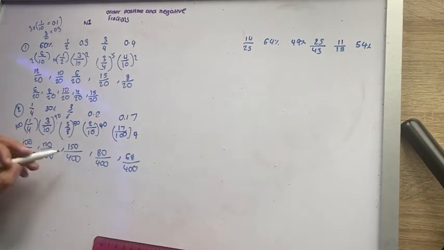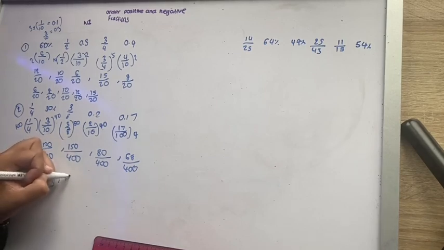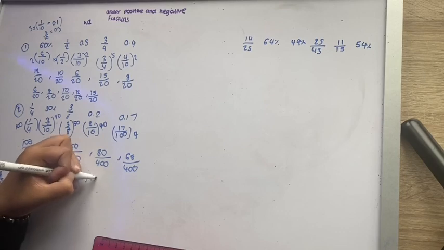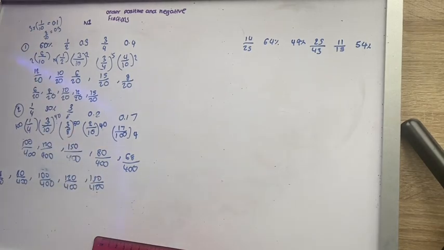Right, so the lowest would be, no, that should be the 68 over 400. I don't know what is wrong with me, sorry. Then 80 over 400, 100 over 400, 120 over 400, and 150 over 400. So that would be the 0.17, and then that would be the 0.2, that would be the 1 over 4, that would be the 30%, and that would be the 3 over 8.